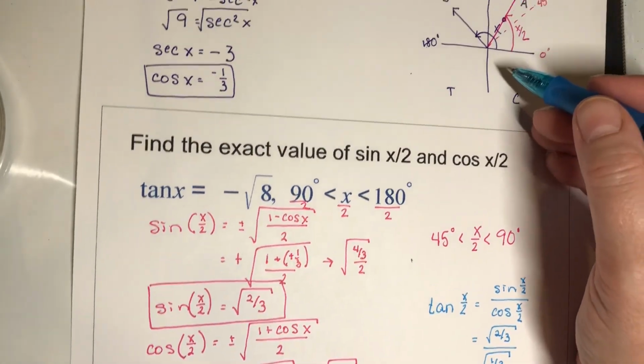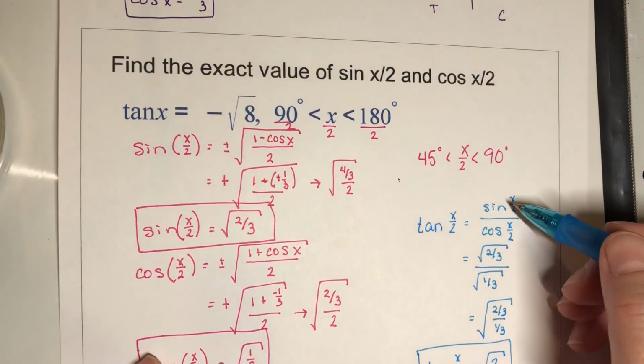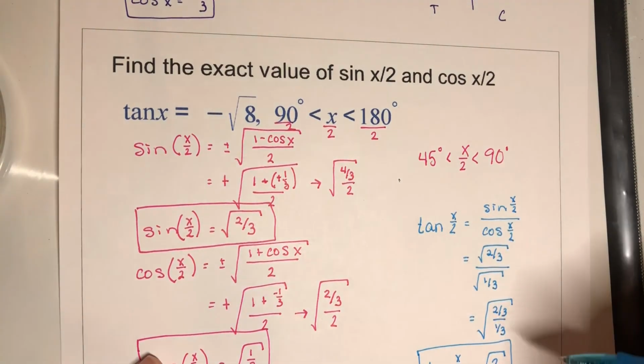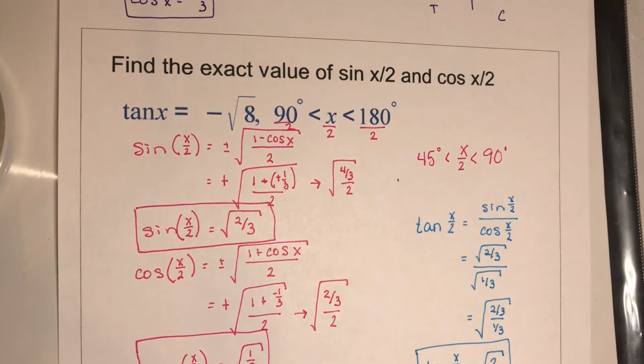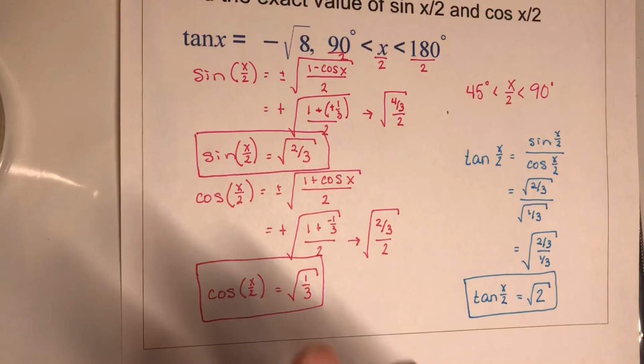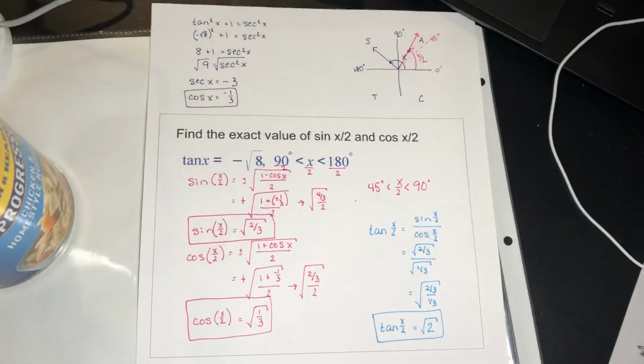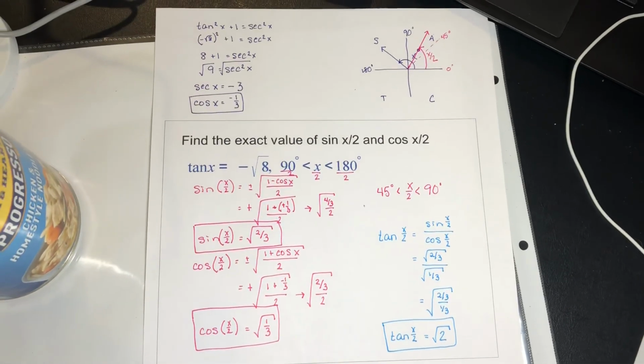And it is positive because of where we're at. Remember that all students take calculus. But keep in mind, if sine and cosine are both positive, tangent's going to be positive as well. So hopefully this helps with the half angle. We found all of our angles. It was only a little bit complicated, but there you have it.